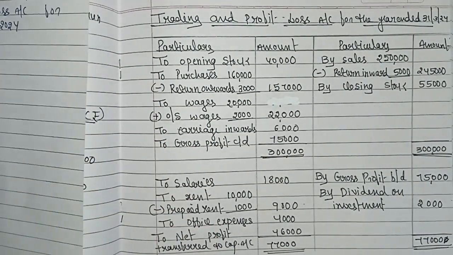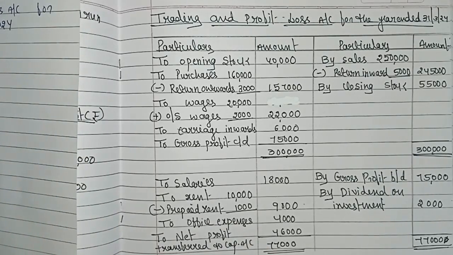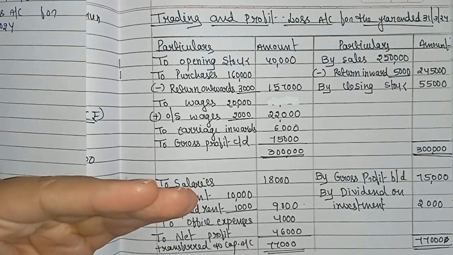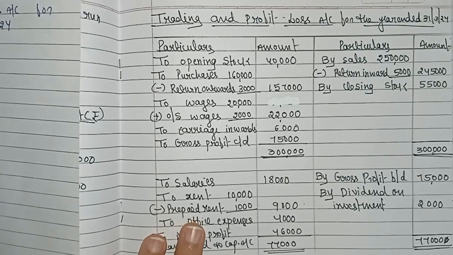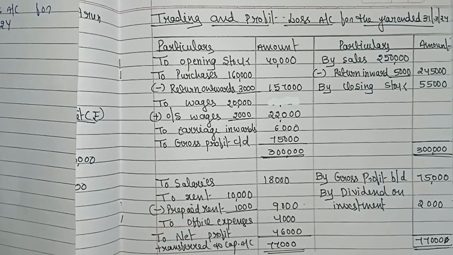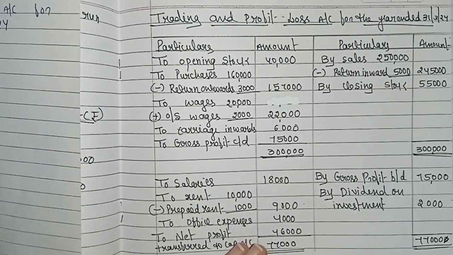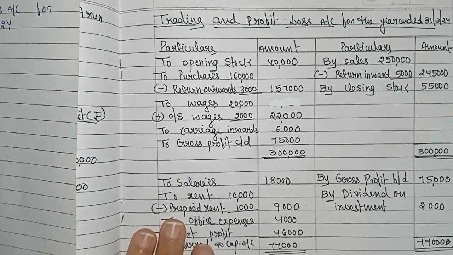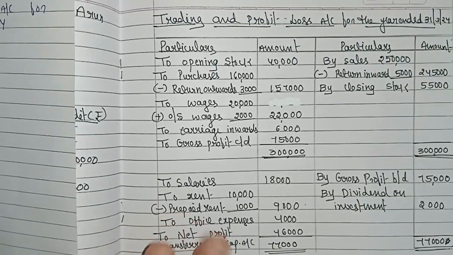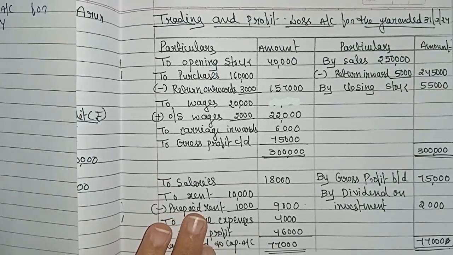Now prepaid rent. Prepaid rent means what? Rent paid in advance for next accounting period. Not current year. The rent that is paid in advance for next accounting period. Means it does not belong to the current year. That's why we need to deduct the prepaid rent. Clear? Now why is prepaid rent deducted from rent?